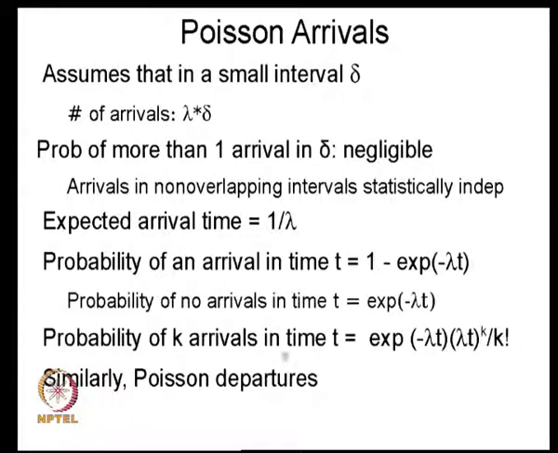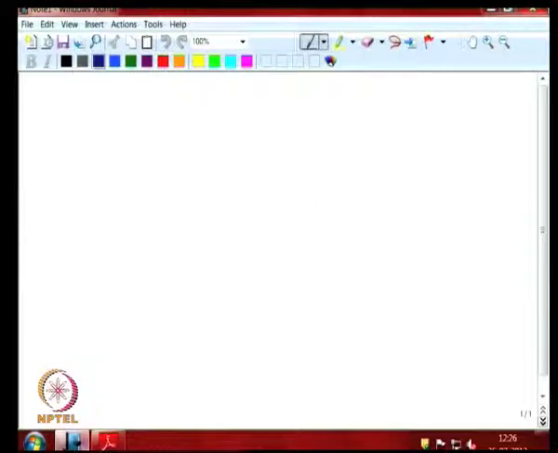So I am not going to go into too much detail, but generally Poisson arrivals are assumed, and similarly you can also, basically because you have this independence of non-overlapping intervals, and that simplifies analysis. Similarly you can think about departures also.